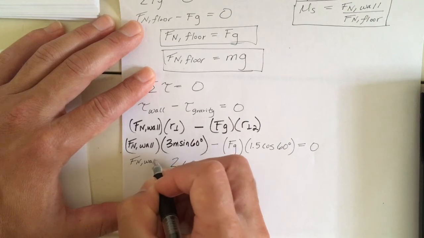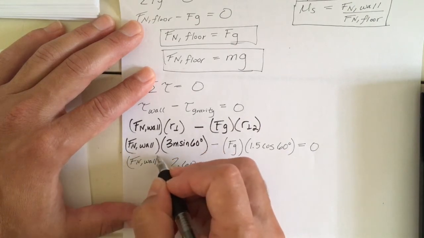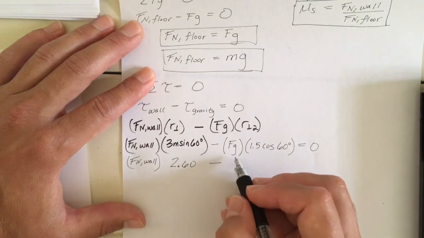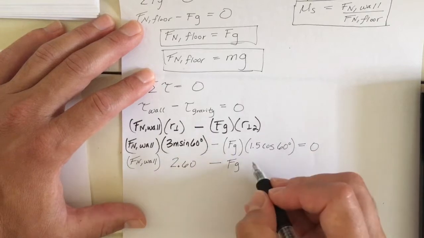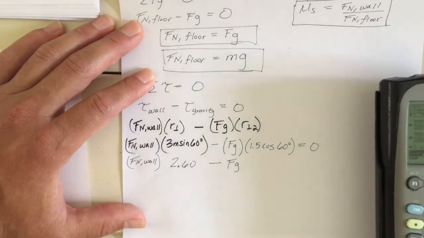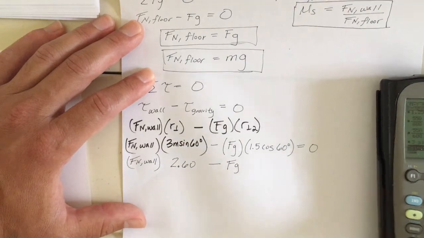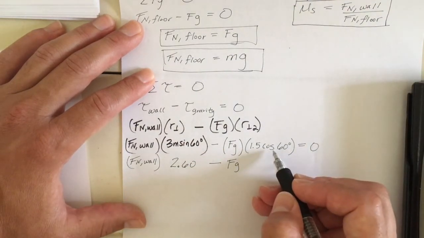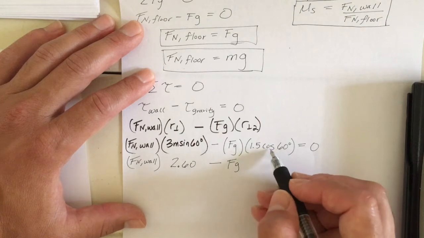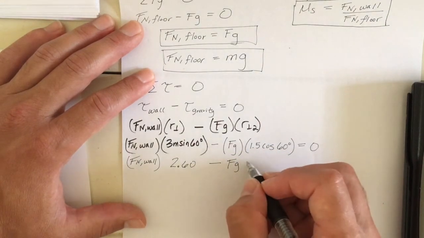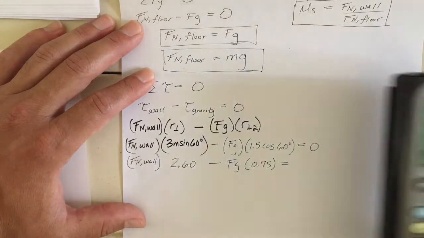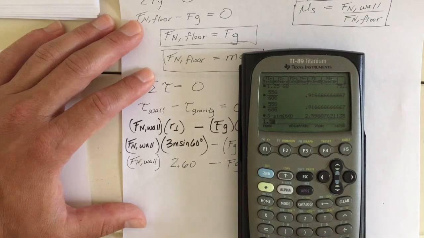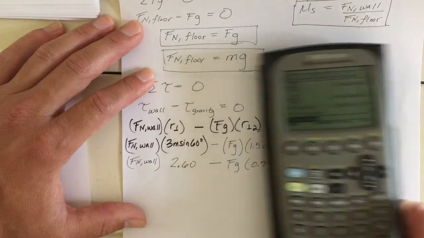We have the force normal of the wall, which we don't know, minus force gravity, which we also don't know, times 1.5 cos 60, and cos 60 is going to be 1/2. So half of 1.5 is 0.75. I can type it in really quick if you'd like me to. 0.75.